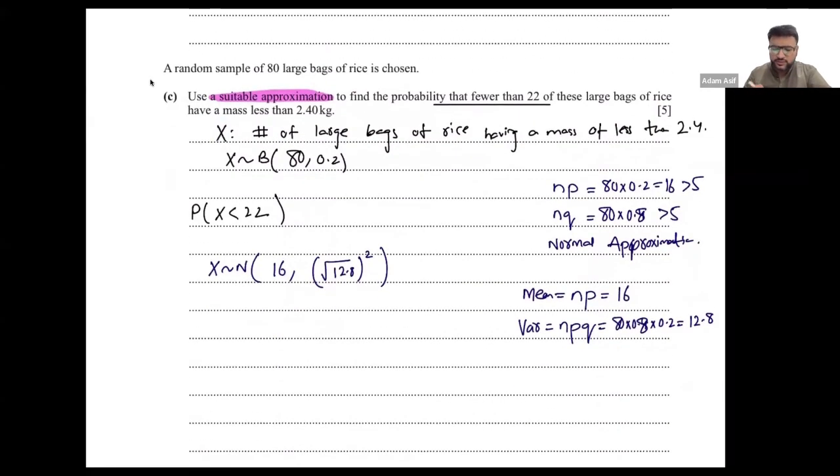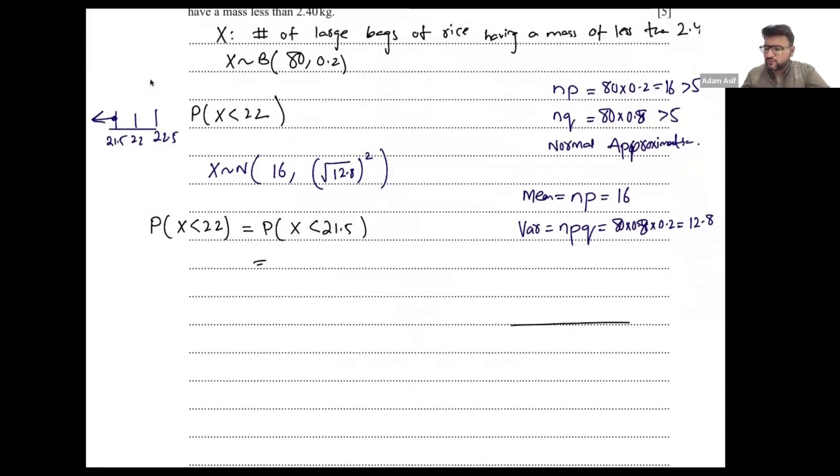All right, now the question says, find the probability of X less than 22. So over here, we will have to do continuity correction. We'll have to make boundaries of 22. The boundaries of 22 are 21.5 and 22.5. Since you want X less than 22, you will be taking the boundary 21.5. So this is going to be your next step. Probability of X less than 22 is the same as saying probability of X less than 21.5. You're going to find the corresponding Z value of 21.5.